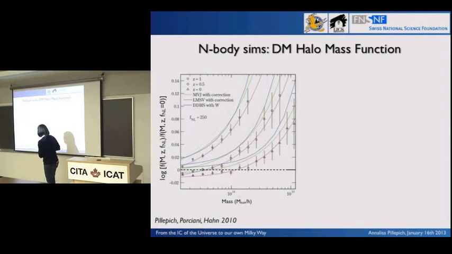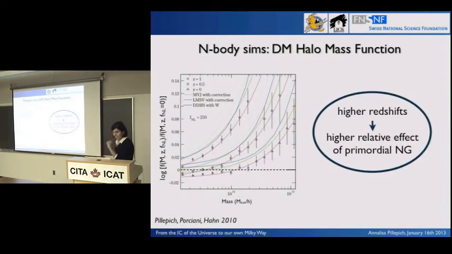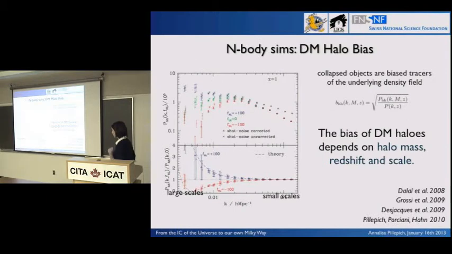A redshift 0, a redshift 0.5, and a redshift 1, where you can see that the effect of primordial non-Gaussianity is higher at higher redshift. And again, this is associated to what I was telling you before. So at higher masses, more halos, and at higher redshift, higher relative effects of primordial non-Gaussianity. But the best result of those times in terms of what is the effect of primordial non-Gaussianity on the large scale structure is the following.